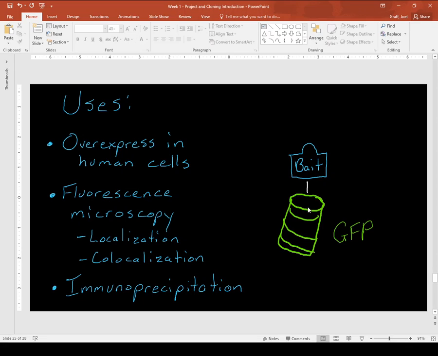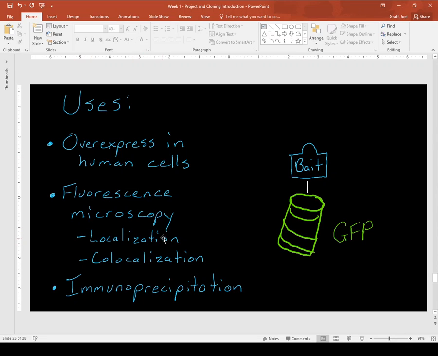So why would we do all of this? Well, the first use is just that this would be a way for us to overexpress our gene of interest, or our protein of interest, in human cells. I'll come back to why we would want to do that later on. I already started talking about fluorescence microscopy. We can see where this protein goes within a cell.